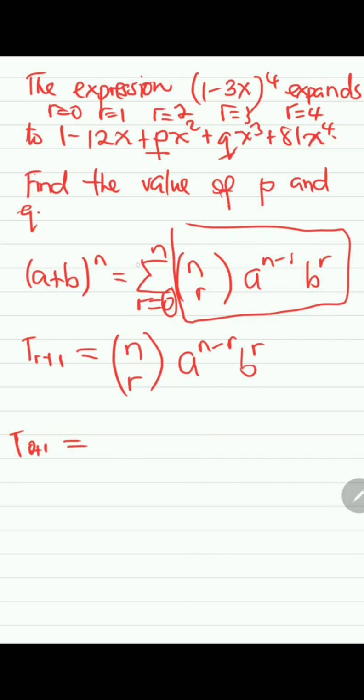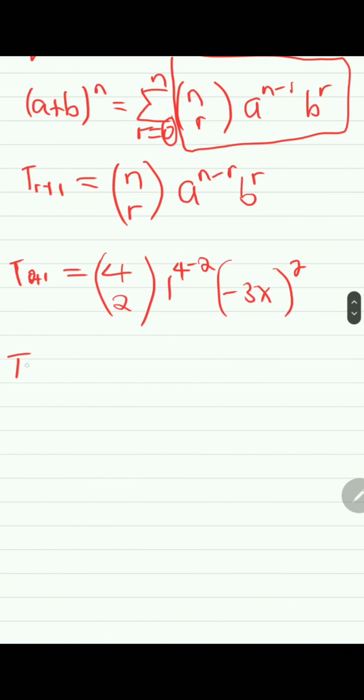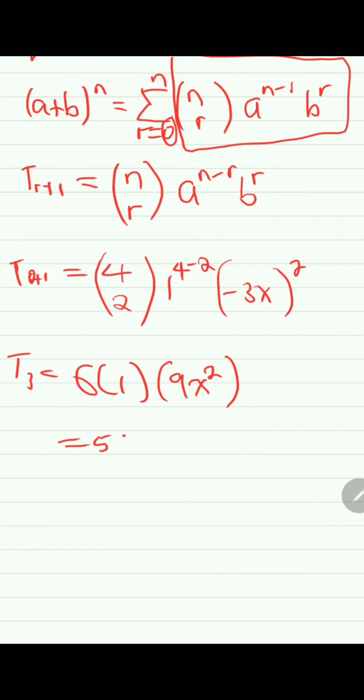So let's find p, which is on the third term. So here we're looking at the third term. So we say n is equal to 4, then we say choose 2, we multiply with a, which is 1, then we raise to the power 4 minus 2, then multiply by b, which is negative 3x. This one is raised to the power 2. Now this gives us the third term to be equal to 4 choose 2 gives us a 6, multiplied by 1 times 9x squared. Now when we multiply, we're going to simply get 54x squared as our answer.